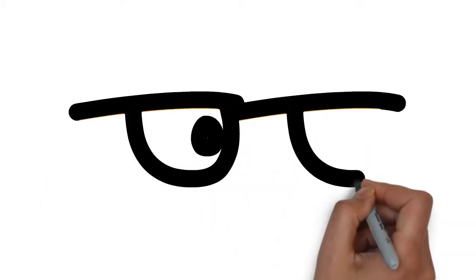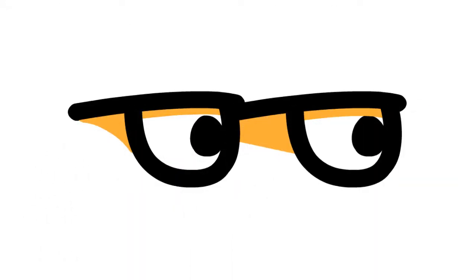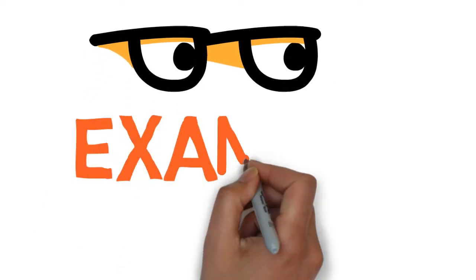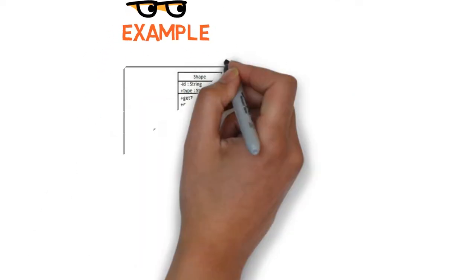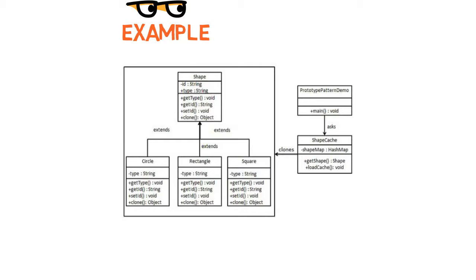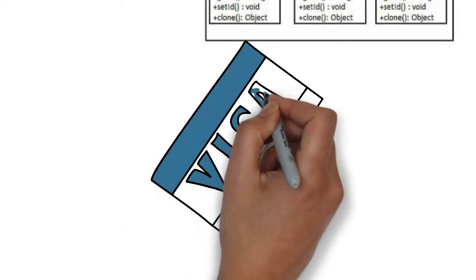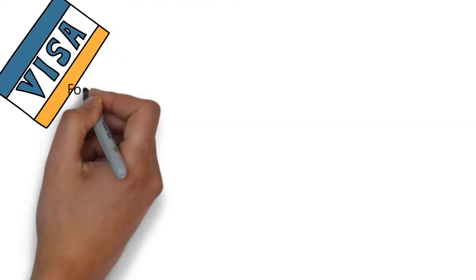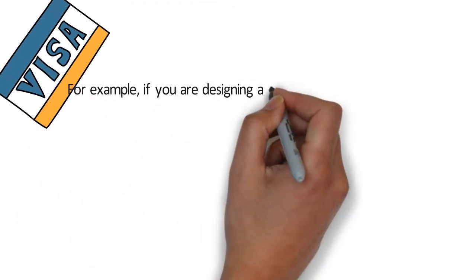Now the example is, so we have several shapes and we want to get the shape. We don't create new instances, but create clones and return the shapes. Now let's further clarify it using a familiar instance.